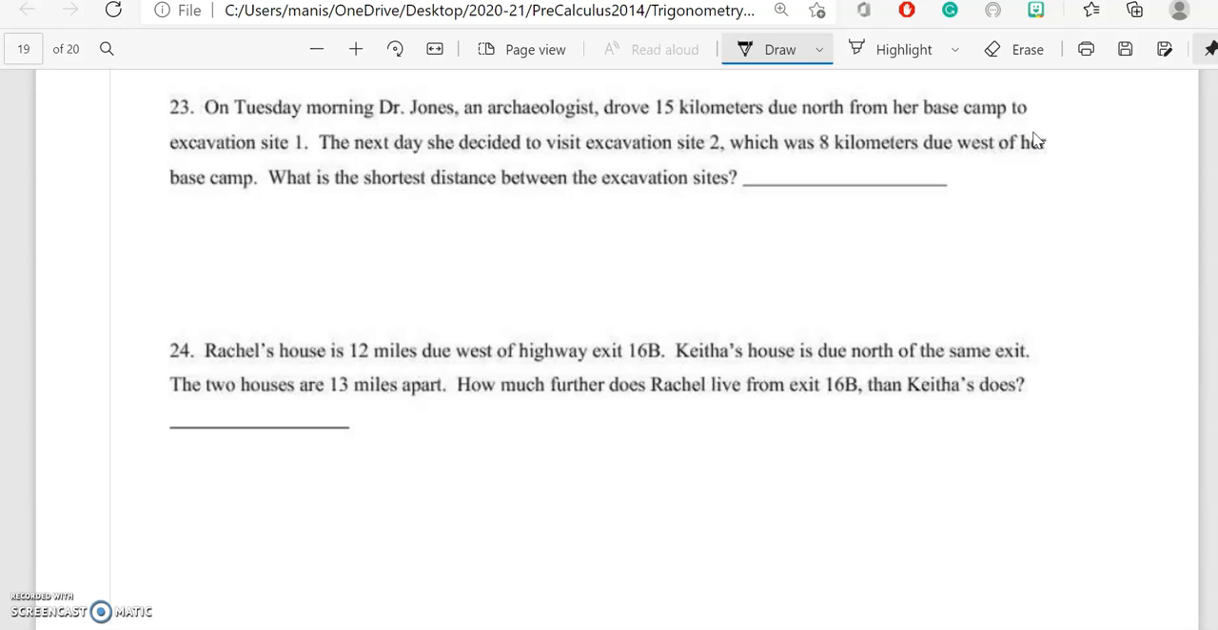So whenever you see something like this, what you should do is, first of all, let's draw our compass over here. Okay, here you go. This is my north, this is my south, this is my west, and this is my east.